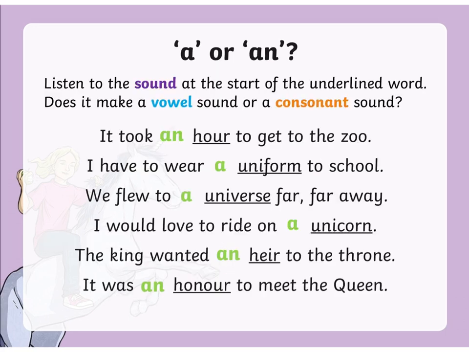And this is correct. Here are more examples of the vowel sound and consonant sounds. You will listen to the sound and understand the underlying words properly. It took an hour to get to the zoo. I have to wear a uniform to school. We flew to a universe far, far away. I would love to ride a unicorn. The king wanted an heir to the throne. It was an honor to meet the queen.